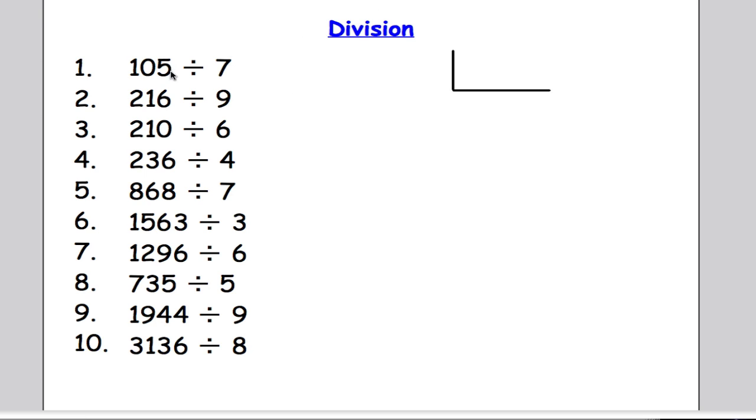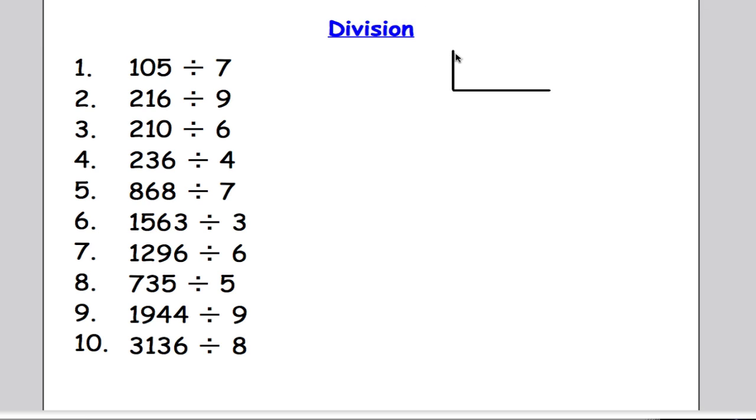So let's start off with number 1 here. We've got 105 divided by 7. Basically what I want to know is how many times can I fit 7 into 105? Not so easy to do in our heads, so we need a method.